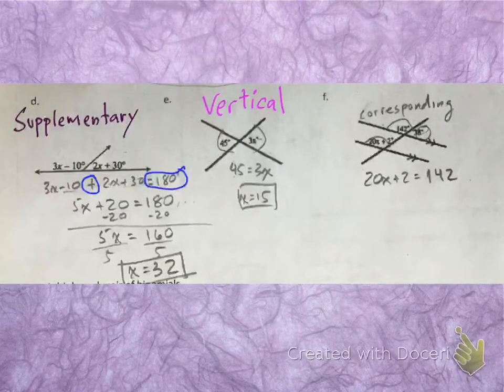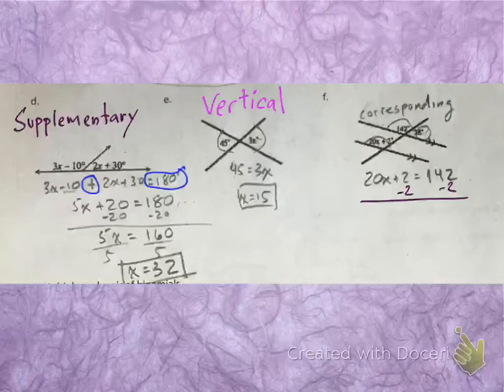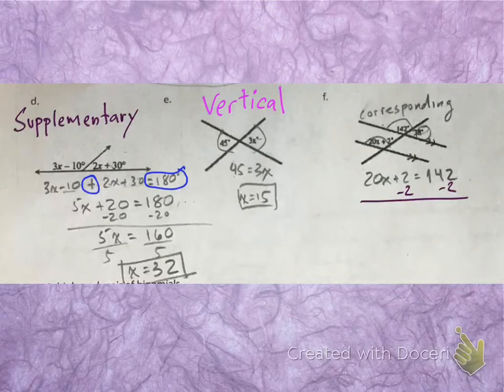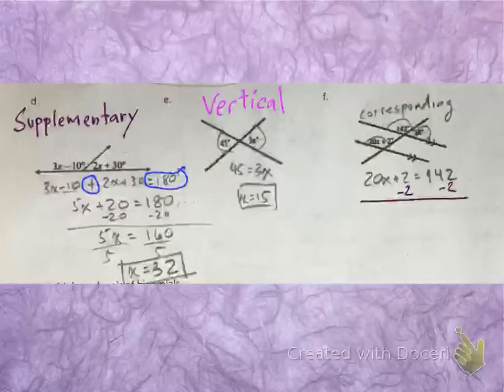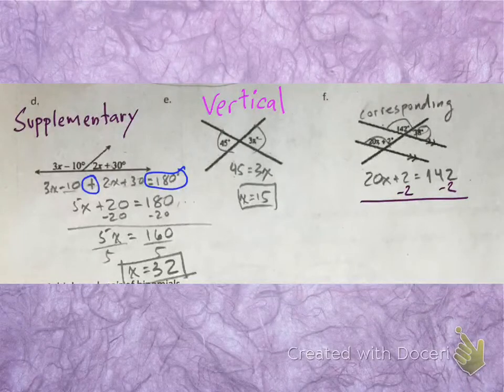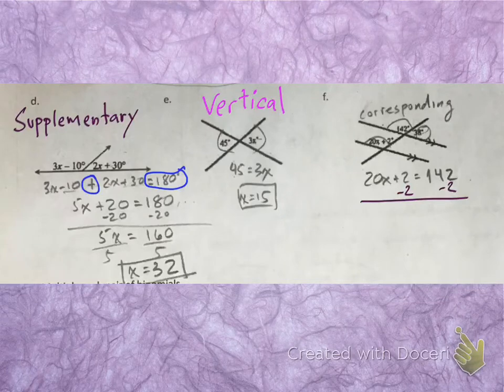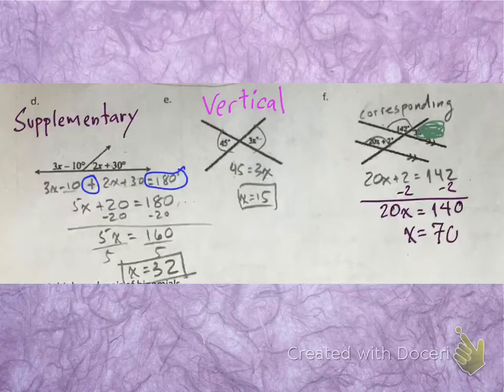In the next one, you see corresponding angles there. This one has some unnecessary information here. The 38 degrees, you don't really care about that. You really only care about the 20x plus 2 and the 142. Those are the corresponding angles. And the equation to solve there works out pretty quickly. Just recognizing what is true about each diagram and writing the proper equation.